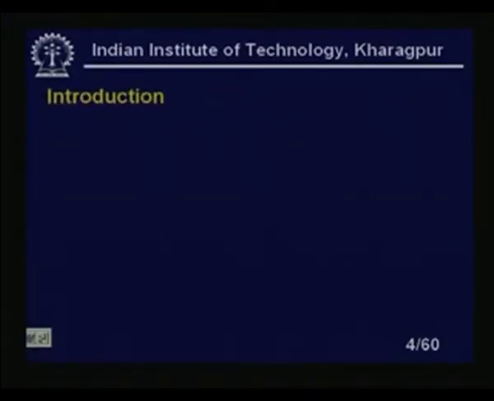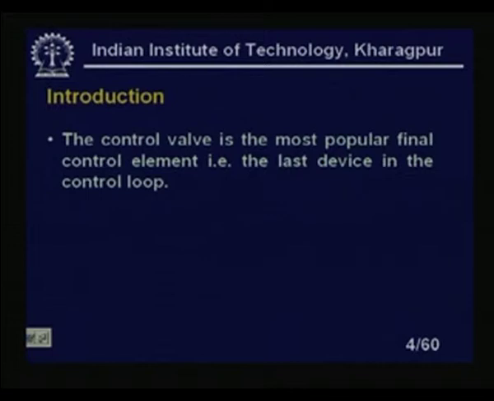Let us look at the introduction. The control valve is the most popular final control element, that is, the last device in a control loop. That means I am measuring with some sensor, suppose a flow meter, such as an orifice meter or venturi meter or any other meter. But ultimately, to control the flow in the pipe, I need a valve. So, it is basically a final control element.